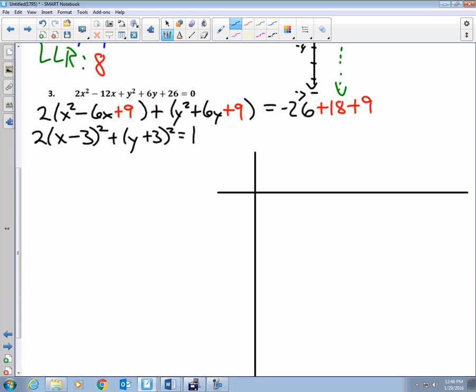So I'm going to write it like this: (y + 3) quantity squared over 1. That way my value under the y's is 1. And then a little trick here. Instead of multiplying by 2, I could write it as divided by 1/2.